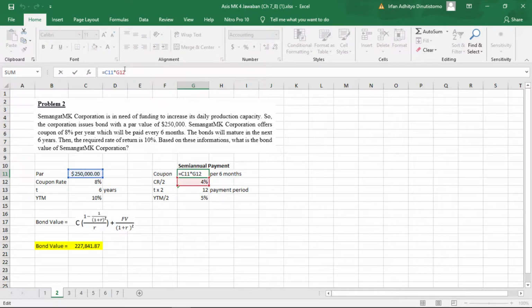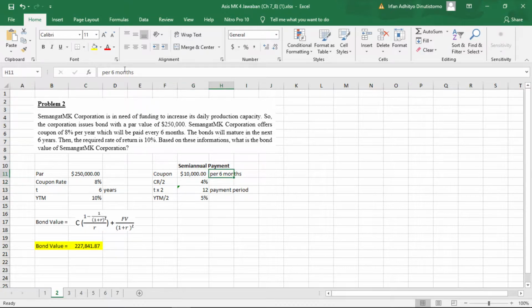It is 4% multiplied by $250,000 of face value. So the coupon that you're going to receive is $10,000 every 6 months. Every 6 months you're going to receive a payment of $10,000.